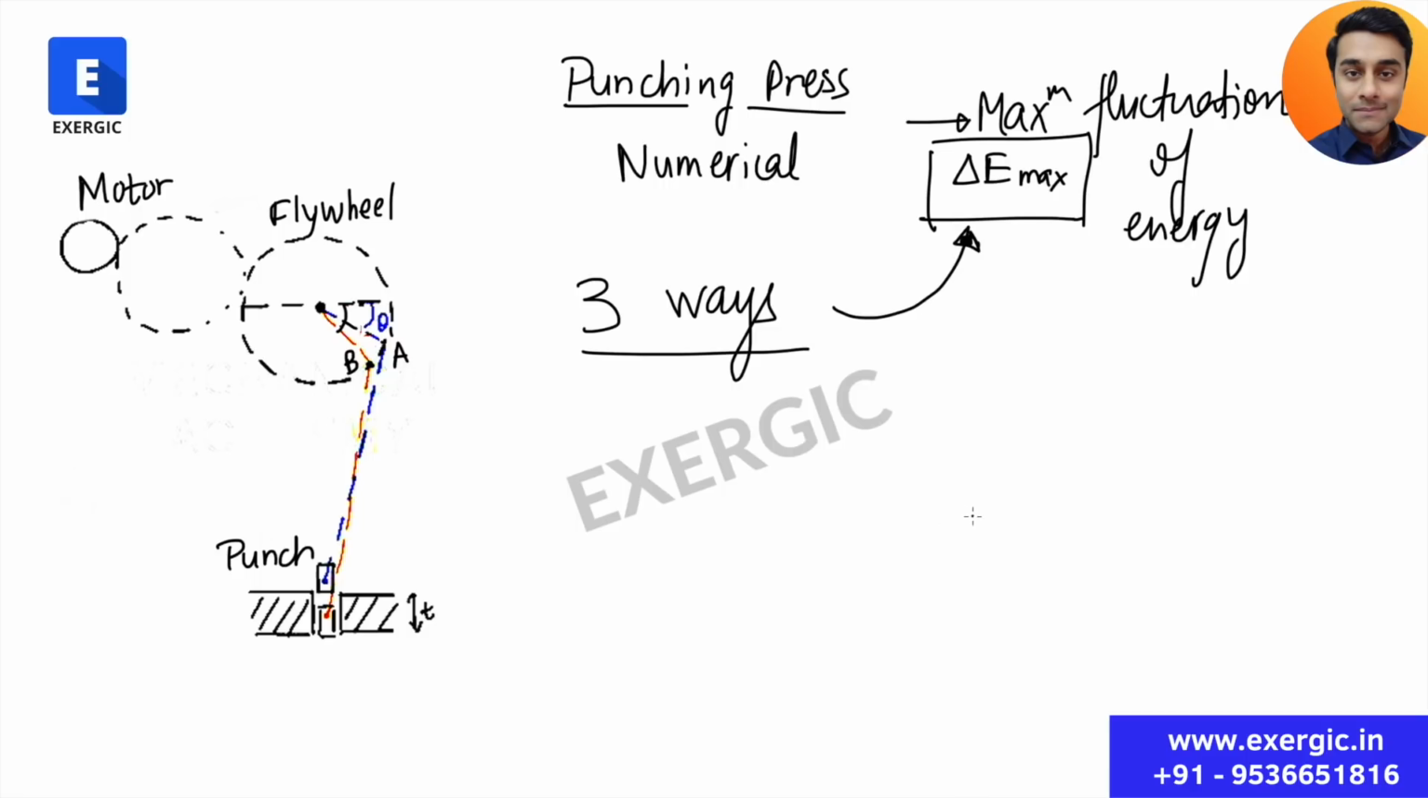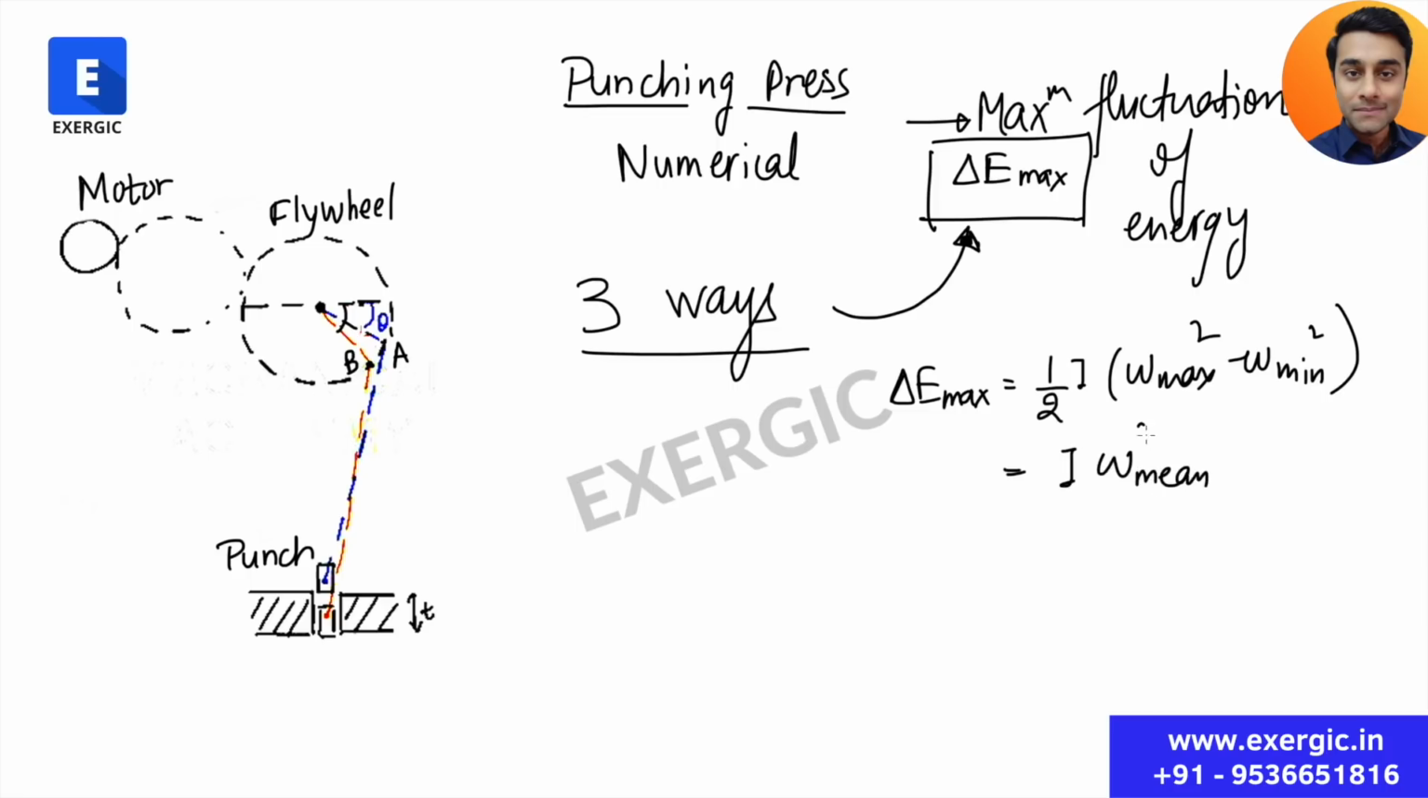And trust me, if any good question comes, there is a very good probability that you have to find out delta E max, because you will use the expression delta E max is equal to half I times omega max square minus omega min square, or the other form of the same equation, which is I omega mean square times the coefficient of fluctuation of speed. In any of these cases, you have maximum fluctuation of energy. And these are some of the most frequently used expressions in this unit.